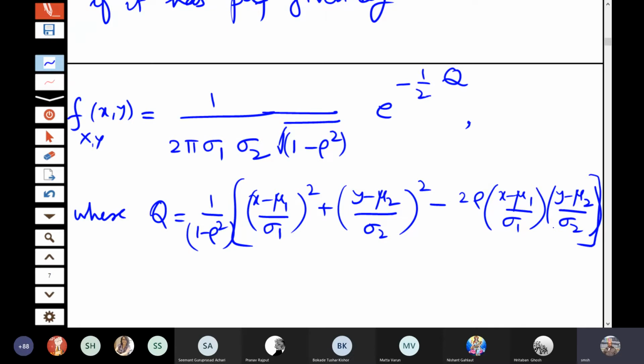If you look carefully, if I was writing one normal distribution with mean mu1 and variance sigma1 square, then I will write 1 by root 2 pi sigma 1, e to the power minus 1 by 2 ((x minus mu1) by sigma 1) square. If I write another normal distribution with mean mu2 and variance sigma 2 square, then I will write the distribution as 1 by sigma 2 root 2 pi, e to the power minus 1 by 2 ((y minus mu2) by sigma 2) square.